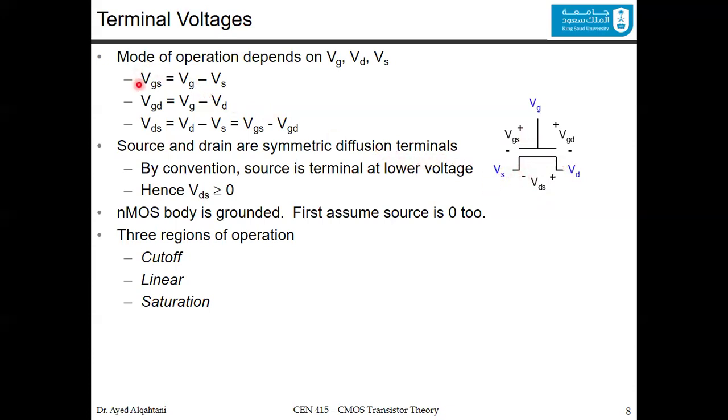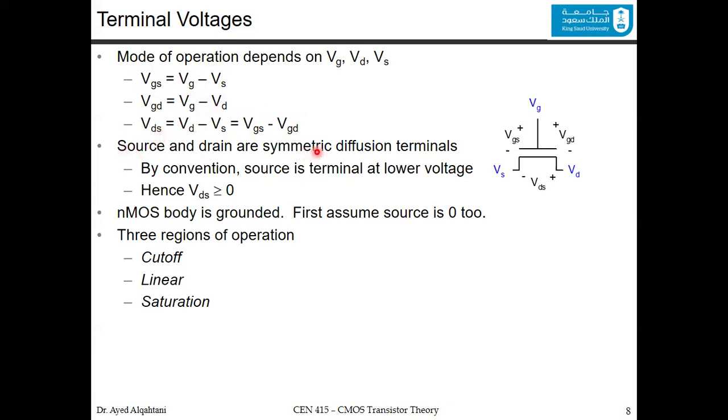If you want to calculate VGS, it's simply VG minus VS. The VGD is VG minus VD. The VDS is VD minus VS. Also, you could say that it is VGS, which is this quantity, subtracted from VGD. So by doing this subtraction, you can also get the VDS. You can substitute this value here and this one here, and you will get the same result.